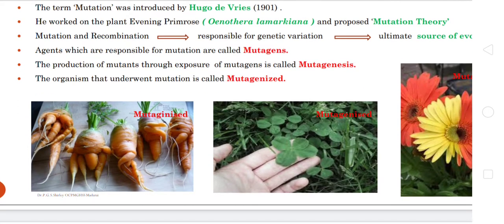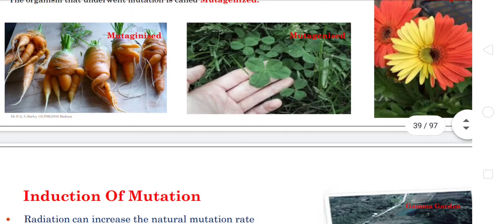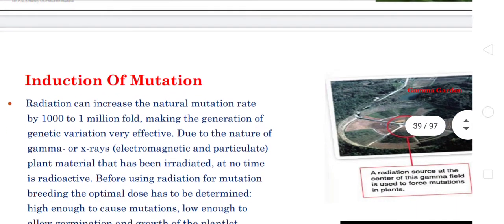Just observe the picture. We know the carrot. Let's see how the characters appear here, and the types of leaves, and a dahlia flower as well as a sunflower. Two varieties of colors can be seen here. So these are the mutagenized organisms. And next we move on to how these mutations occur.